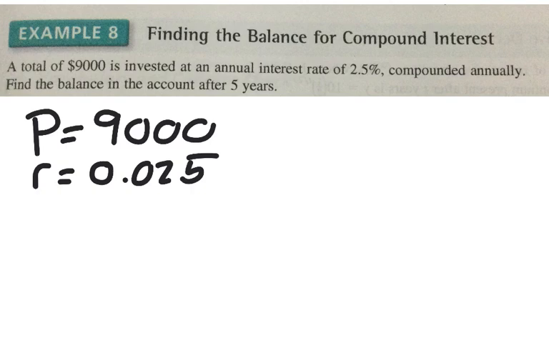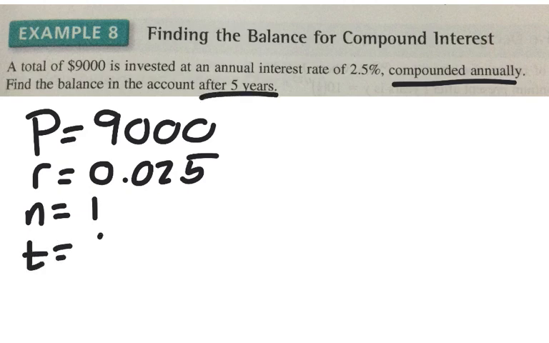And what else do we see here? We have compounded annually. So that's telling me how many times it's compounded. So that means N is 1. Right? N represents how many times it's compounded in a year. In this case, that would be 1. So what is the 5? 5 years. It's the time. It's the T. And time always has to be in years.